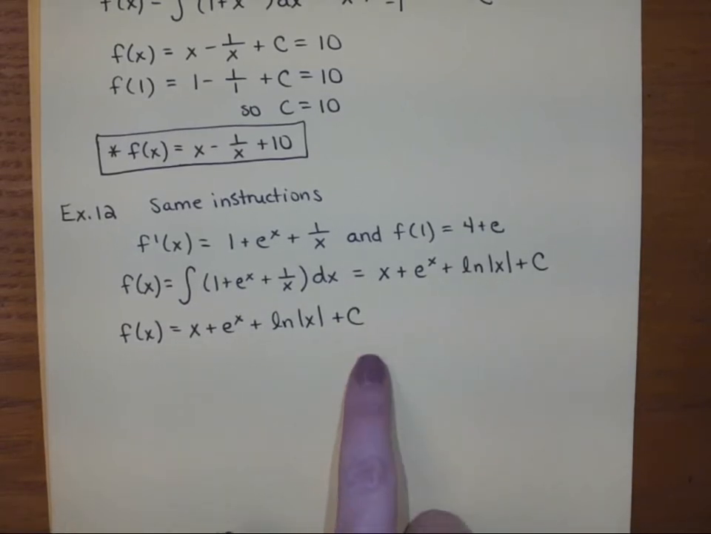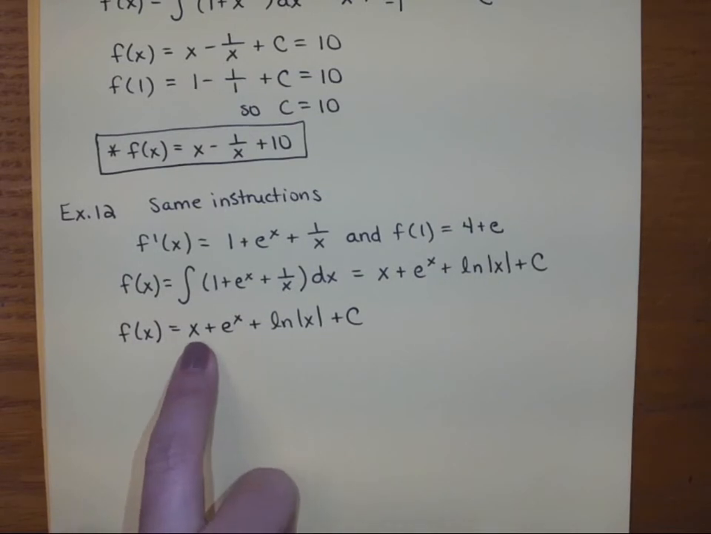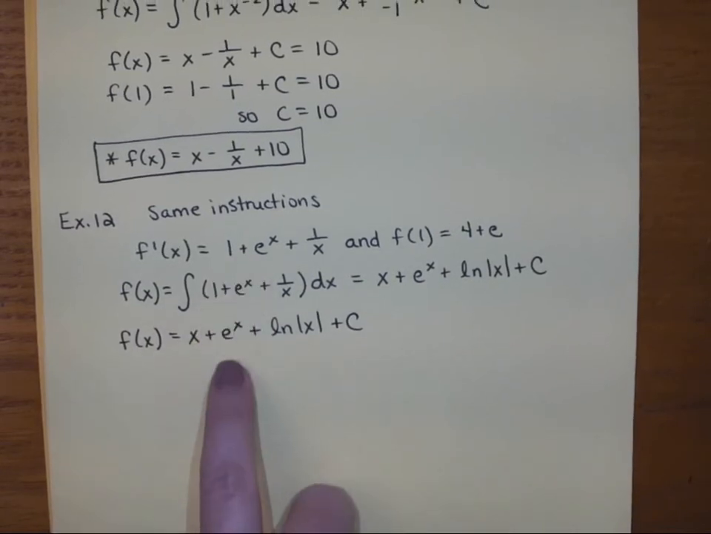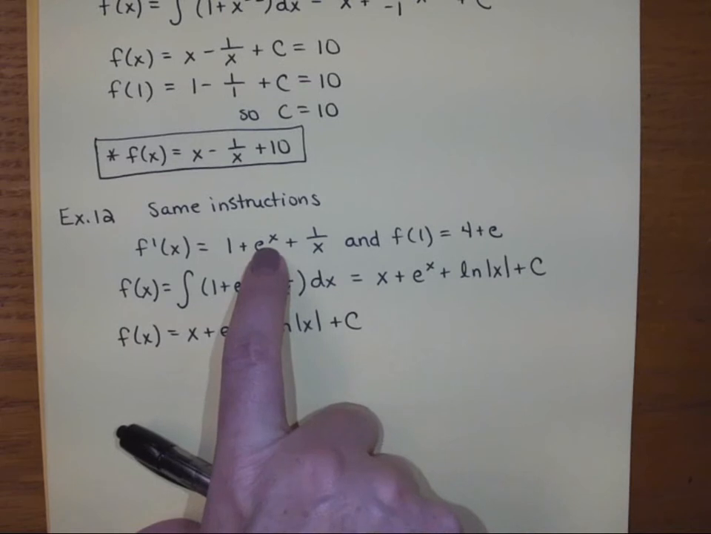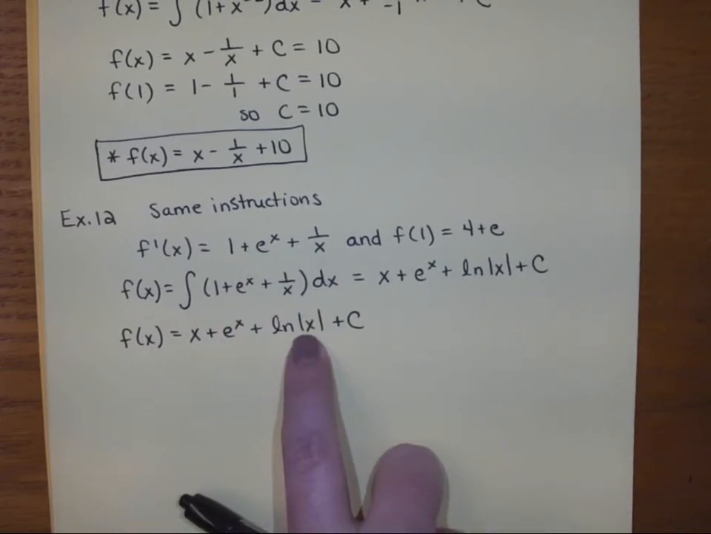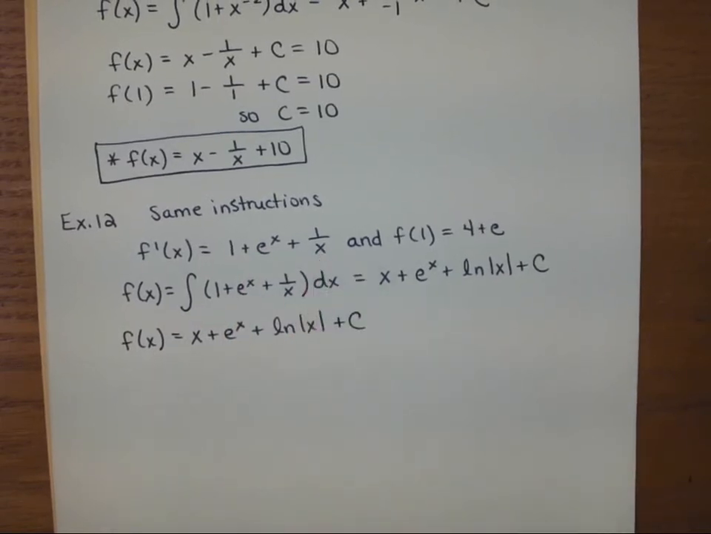Okay, so before I proceed, let's just make sure. What's the derivative of x? 1. We're good there, right? What's the derivative of e to the x? Itself. What's the derivative of the natural log of x? 1 over x. So I think we're good there. Now the question is, what is c, right?